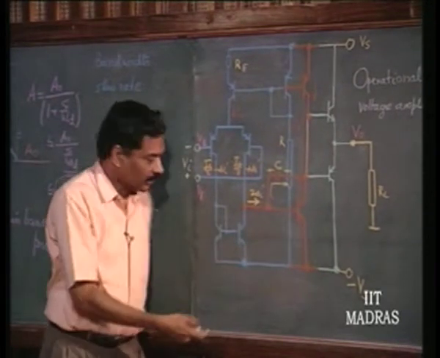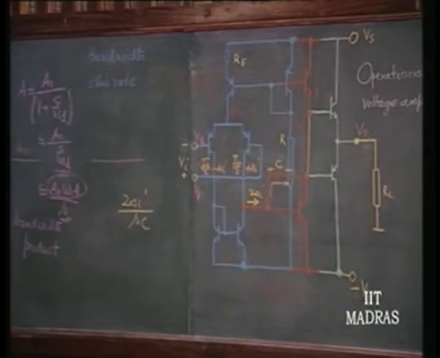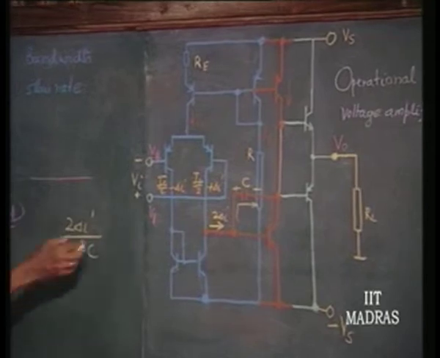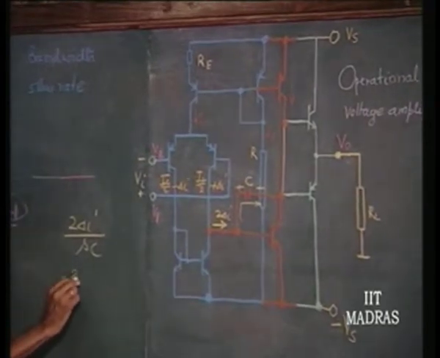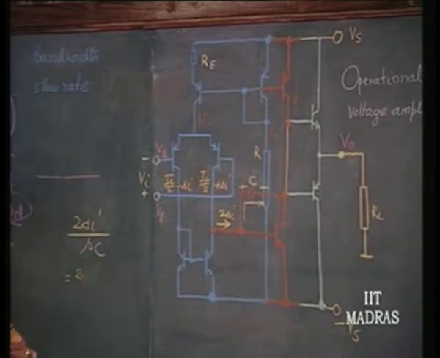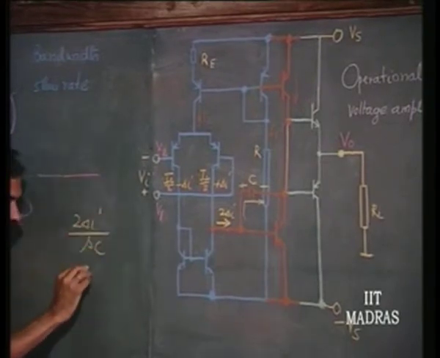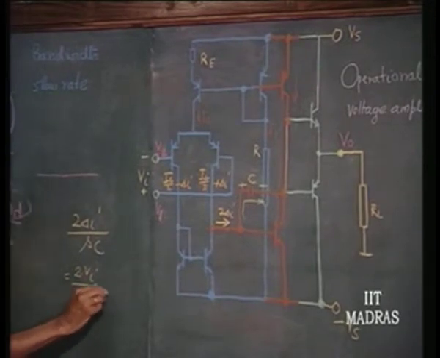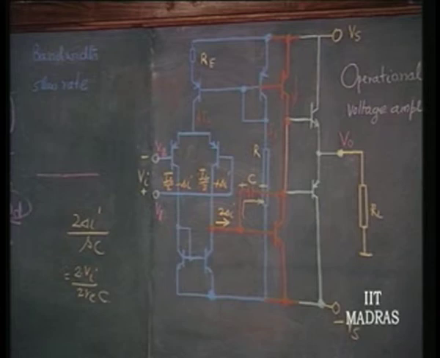So, by just replacing delta I, what is delta I in this particular case? It is equal to 2 delta I. Delta I is equal to Vi by 2 Re into S. Is this clear?